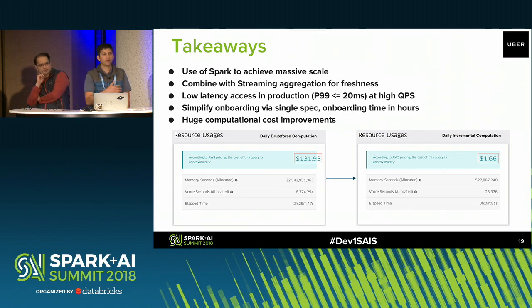We briefly looked at how our onboarding experience looks to the end users. It's all a spec, and the system automatically orchestrates different components based on that. We have been able to save millions of dollars in computation costs across different aggregation features at Uber. Below is just a comparison of a brute force aggregation for a given feature versus an incremental one.